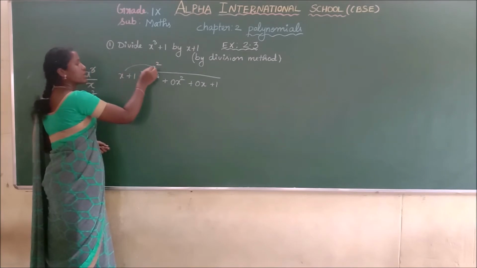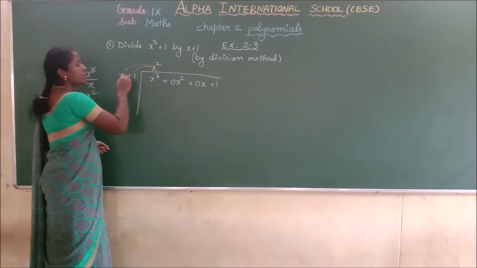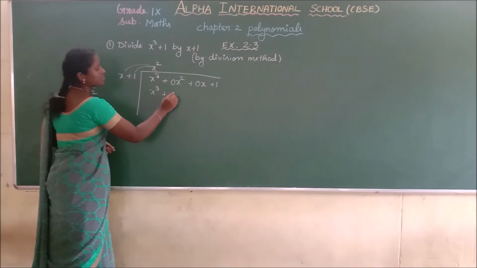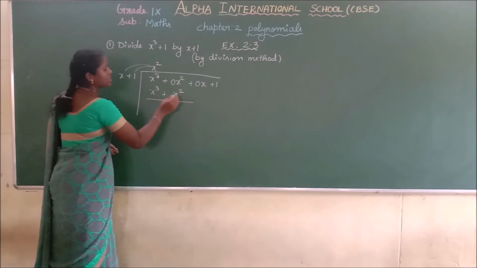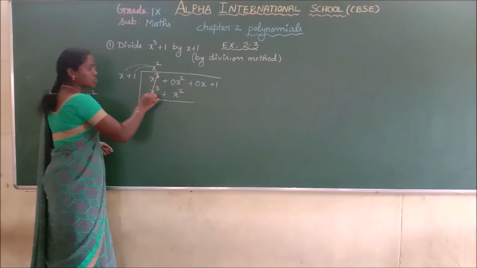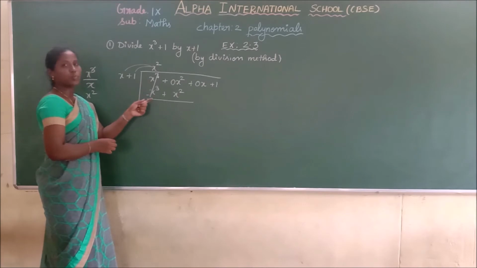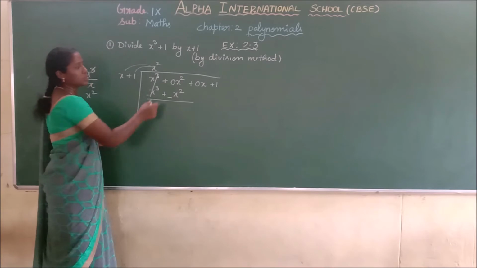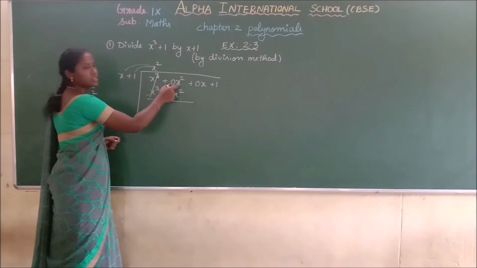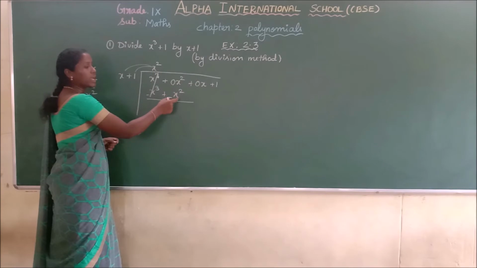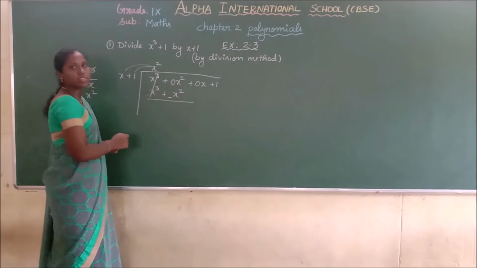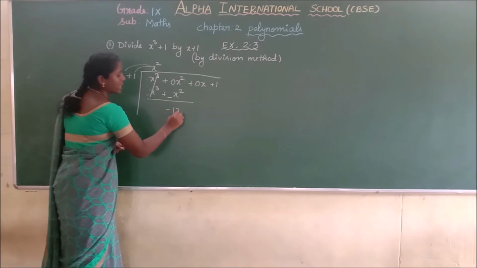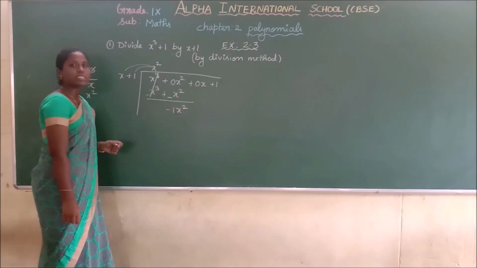So multiply x square with the two terms. X square into x is x cube. X square into plus 1 is x square. Now listen, always you have to subtract the terms. So x cube minus x cube gets cancelled. Look at the next term. Again we are going to subtract. So 0 x square minus 1x square. 0 minus 1 is minus 1. So minus 1x square, otherwise you can write it as minus x square.